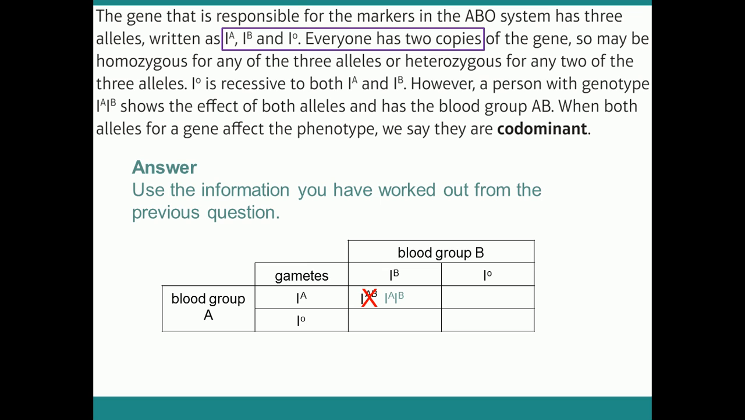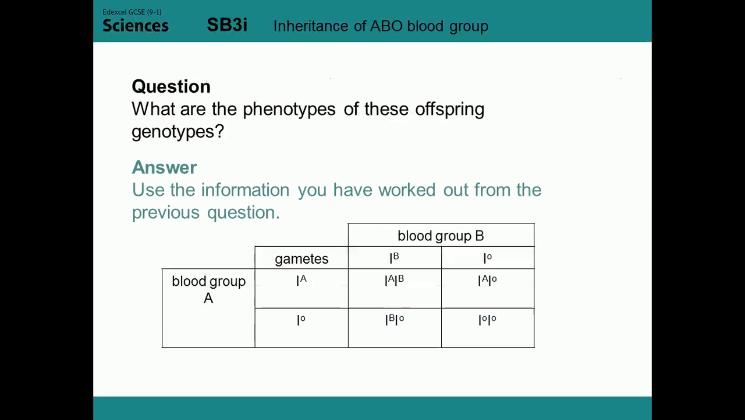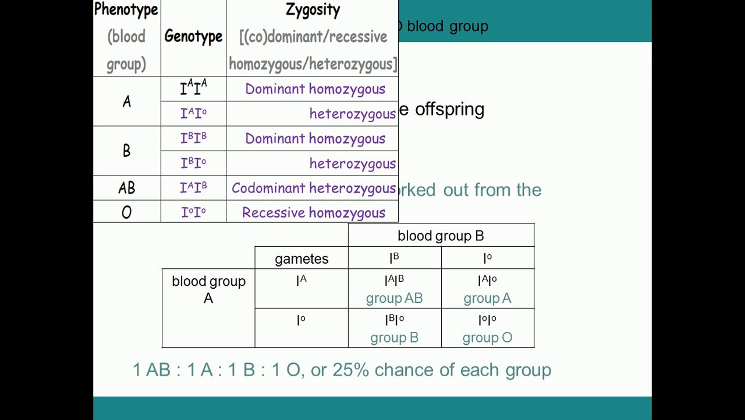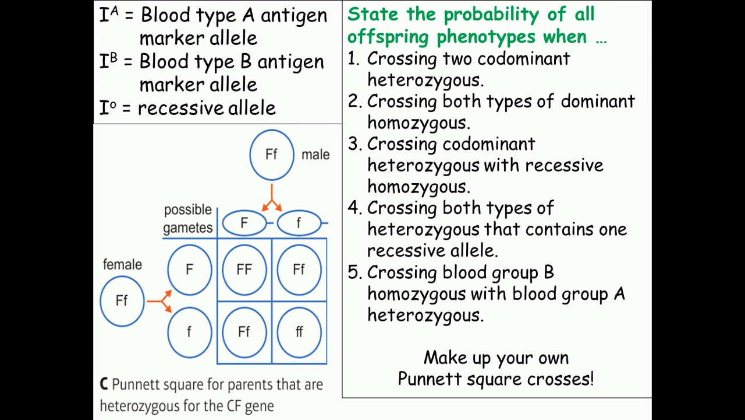And then we can look at other combinations. Remember to write the dominant allele first. And then if we look at the ratio, we'll notice that for IA-IB, this blood group is AB. And using the rule, you get blood group A, B, and O. So it's a 1 to 1 to 1 to 1 ratio, or 25% chance of each blood group. And you should then be able to do Punnett squares for blood group using this information.